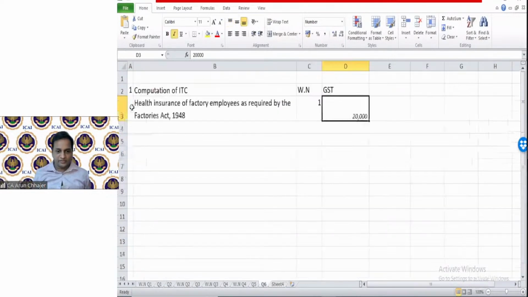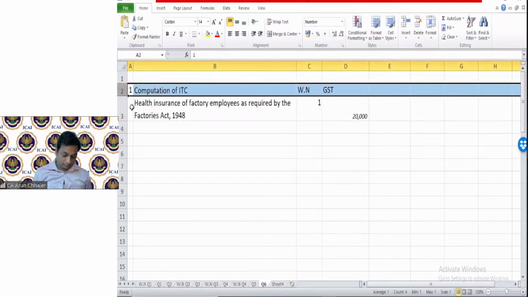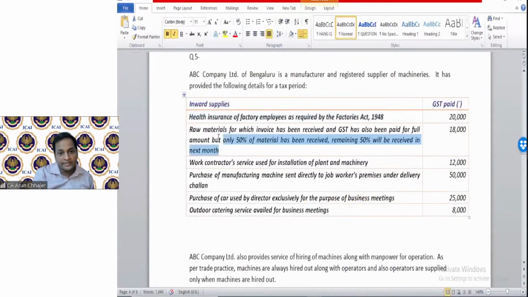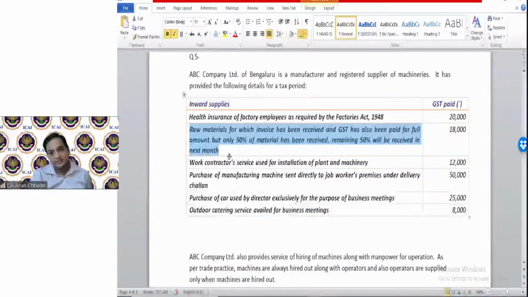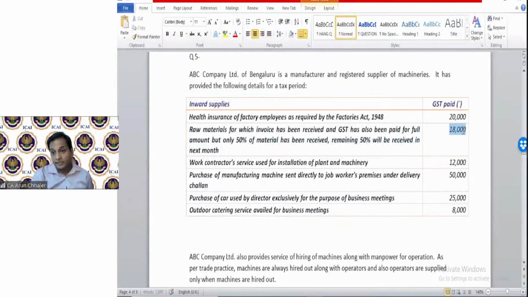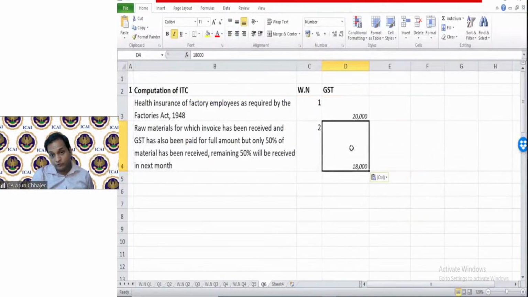Very nice. Now, what is the next line item? Raw material for which invoice has been received and GST has also been paid in full. So any comment? In my view, can we take the ITC? In my view, we can take the ITC.